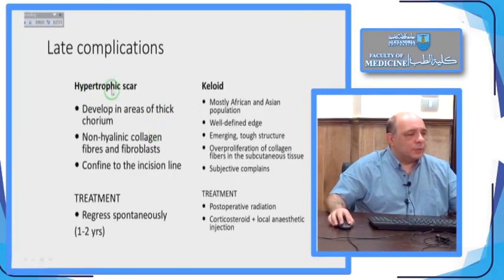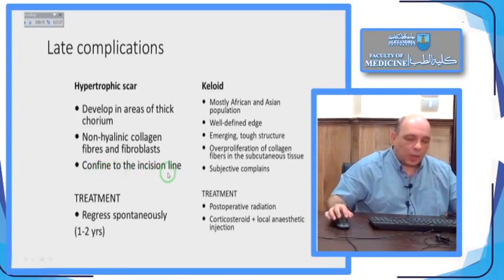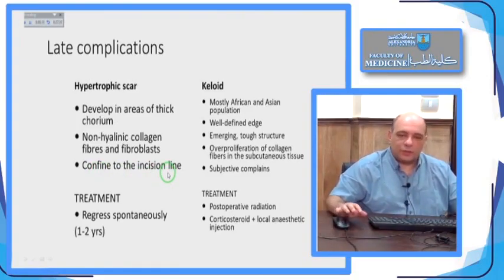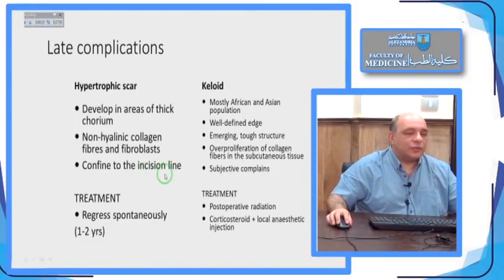Simply, the hypertrophic scar develops in an area of scarring, where non-hyalinized collagen fibers and fibroblasts are formed, confined to the incision line. This is very important. Your hypertrophic scar, however big, however ugly, is confined to the incision line. This is what you don't find in keloid. Keloid does not respect the incision line.